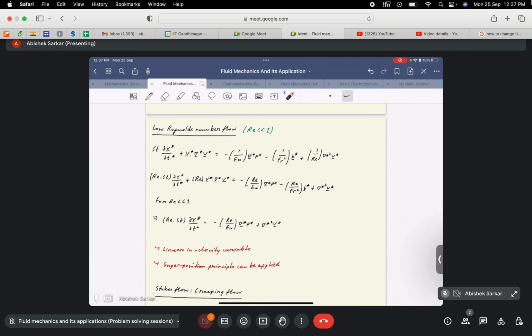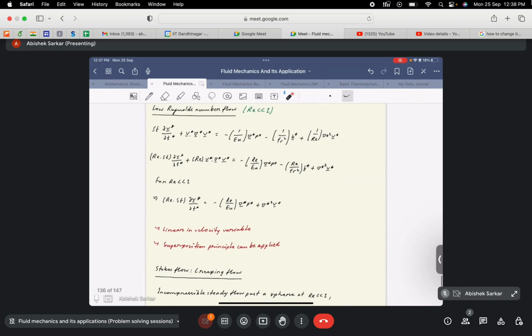Now if we multiply all the terms by the Reynolds number, we get this equation. Now, if the Reynolds number is much less than 1, what we are left with is Re St ∂V*/∂t* equal to minus Re by Euler number ∇*P* plus ∇*²V*. This is the governing equation that we are left with after we multiply Re to all the terms in this equation and take the approximation that the Reynolds number is much less than 1. So this term would go out, right? And also this term would go out.